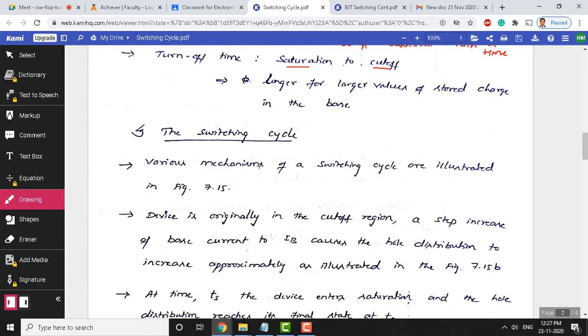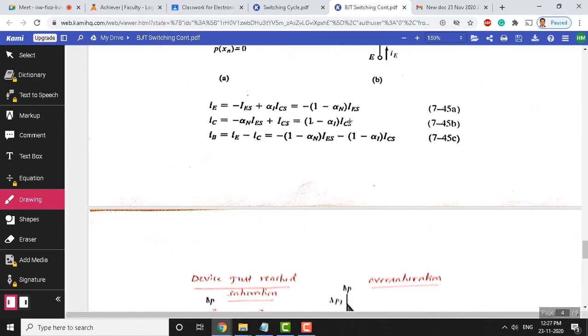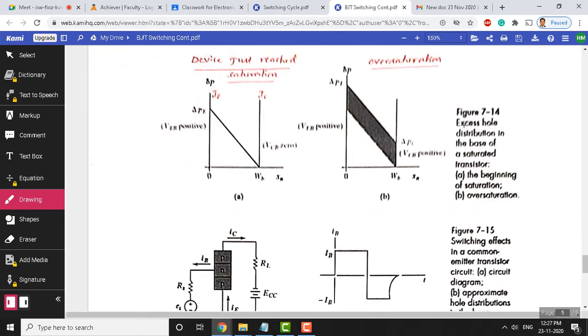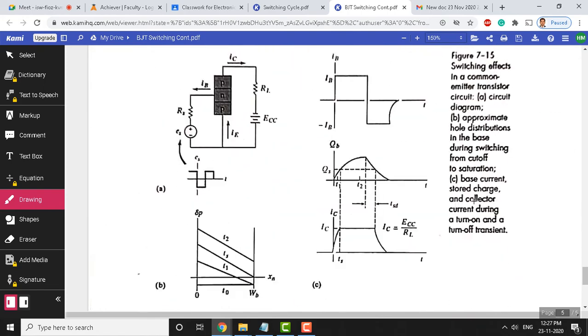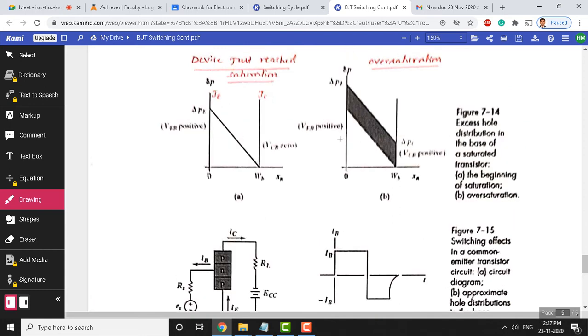This is very important to understand when we use BJT in switching applications, especially in digital circuits. So, one needs to understand the switching cycle here. Various mechanisms of the switching cycle are illustrated in figure 7.15, which is shown here for your reference. Okay. So, these things we already explained. This is the beginning of saturation, and the shaded portion indicates it is oversaturated here.